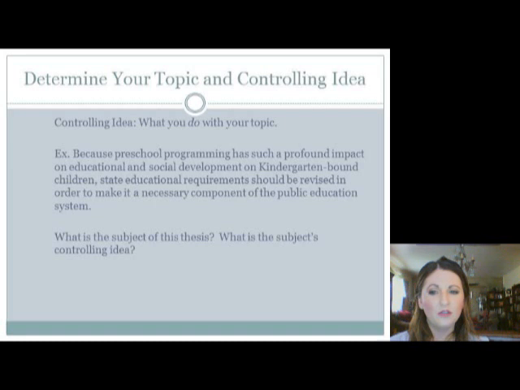So what am I ultimately doing? Well, if I were to summarize this, put it in layman's terms, I'm attempting to argue that because preschool is so important to a young child's development, it helps them to be ready for kindergarten, that maybe we should make it a requirement of the state. Okay, so let's break this down into the subject and controlling idea equation. What is my subject? Well, we could label my subject as preschool.